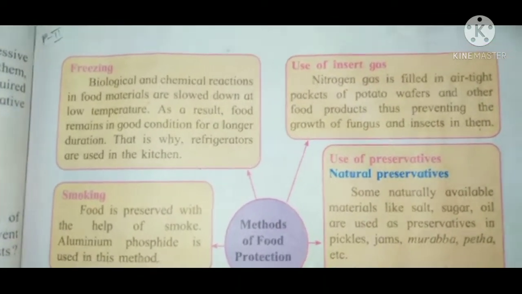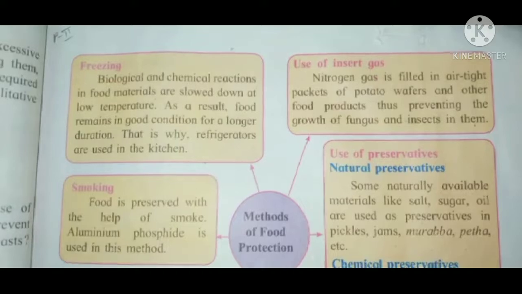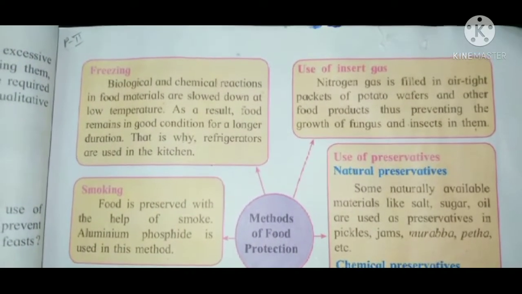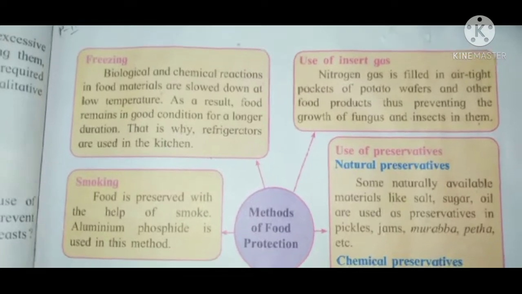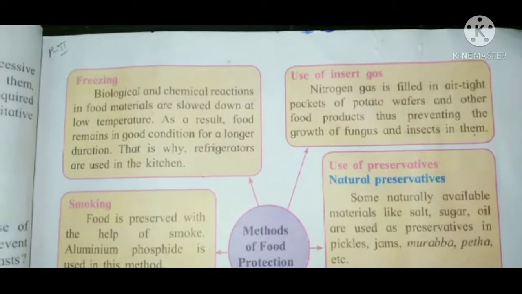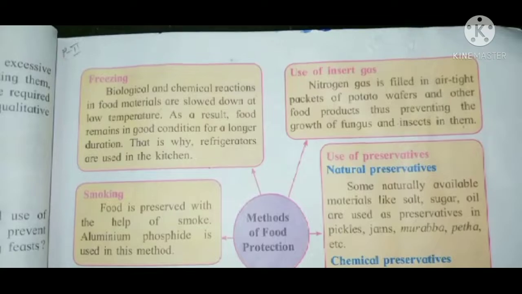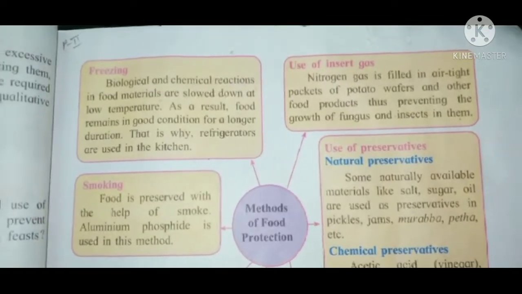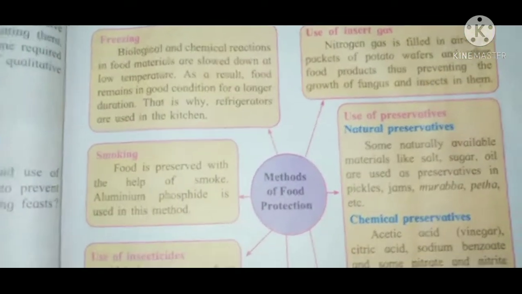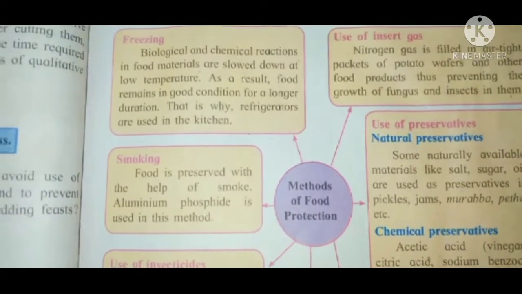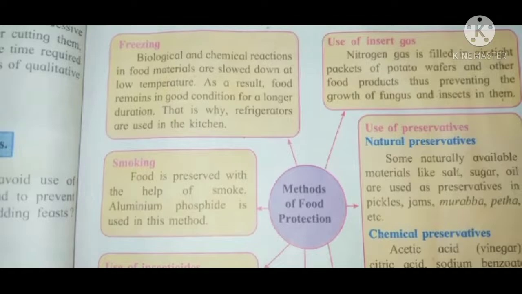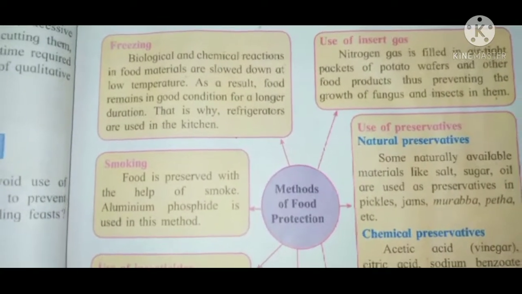So next is use of inert gas. Nitrogen gas is filled in airtight packets of potato wafers and other food products, thus preventing the growth of fungus and insects in them. So this is the use of the inert gas. Next is the smoking. Food is preserved with the help of smoke. Aluminium phosphide is used in this method.